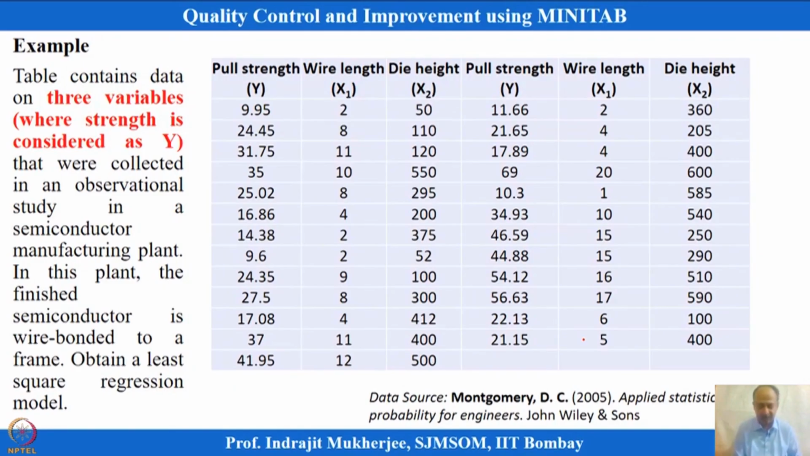In this case, one of the examples that I am taking is pull strength, and I want to see whether there is any relationship with wire length and die height. These are the two x variables, and I have multiple observations. This is one set of observations that you are seeing, and this is another set of observations that you are seeing, with the same variables and the same y.